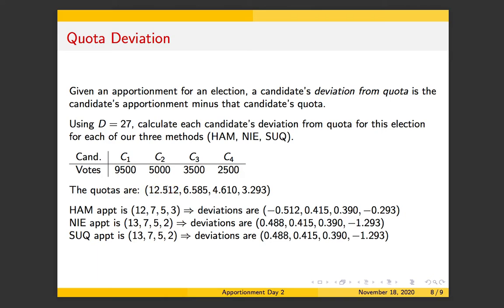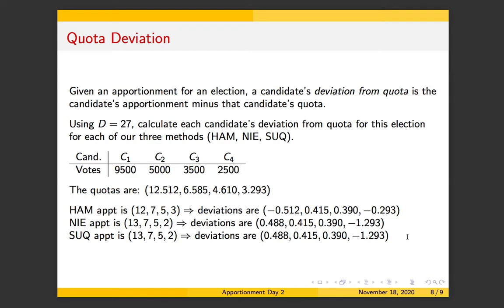So this gets rounded up to 13, up to 7, up to 5. And then by the time you reach candidate 4, there's only 2 delegates left. So in this particular election, the NIE and SUQ apportionments agree. That will happen sometimes. They don't always agree, of course, but in this case they did. And so, of course, if the apportionments are the same, the deviations are the same.